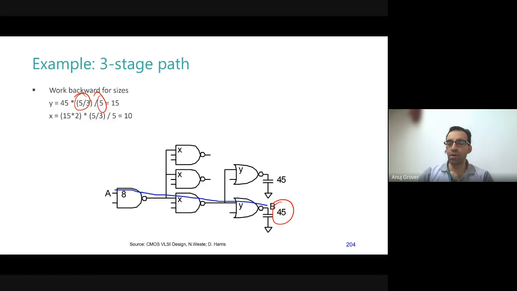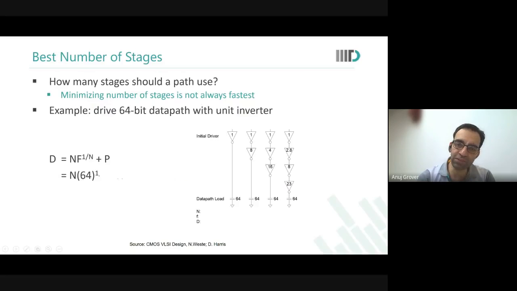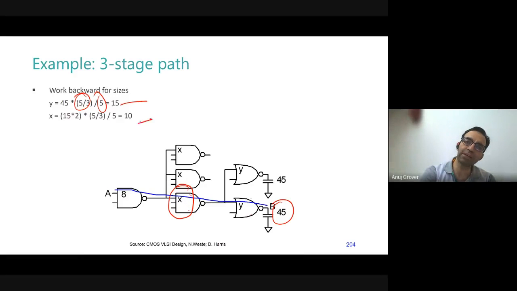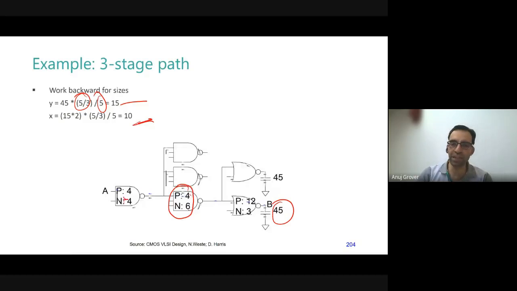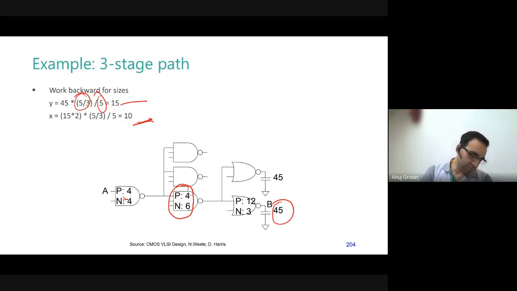So now when I want to size the PMOS and the NMOS, my PMOS over here is 4, because it's a 3 input, so I say 4/6, 12/3, 15, and 4/4. Is this step clear? From 15 and 10 and 8 to arriving at 4 and 4 by 6 and 12 by 3. Is this step clear?